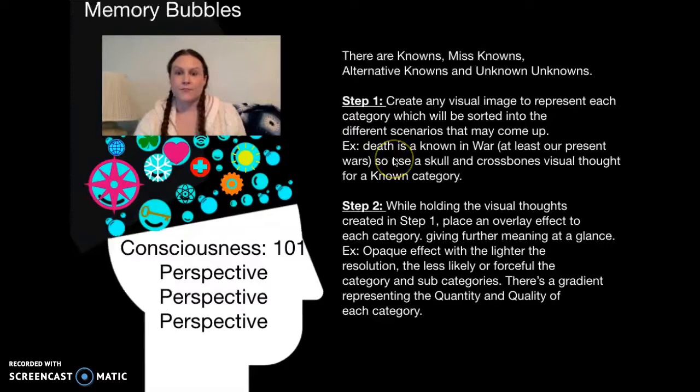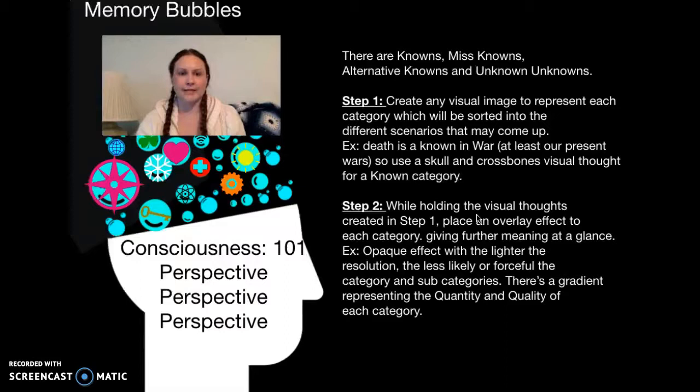Where was I? So these gradients that you come up with can be whatever you want, because this is you programming your mind and your memories, and whatever works for you is what you should go with. And these gradients represent quantity and quality of each category. If I were to rephrase it, it would get really complicated, and I don't think we should get too complicated. This is just part two.